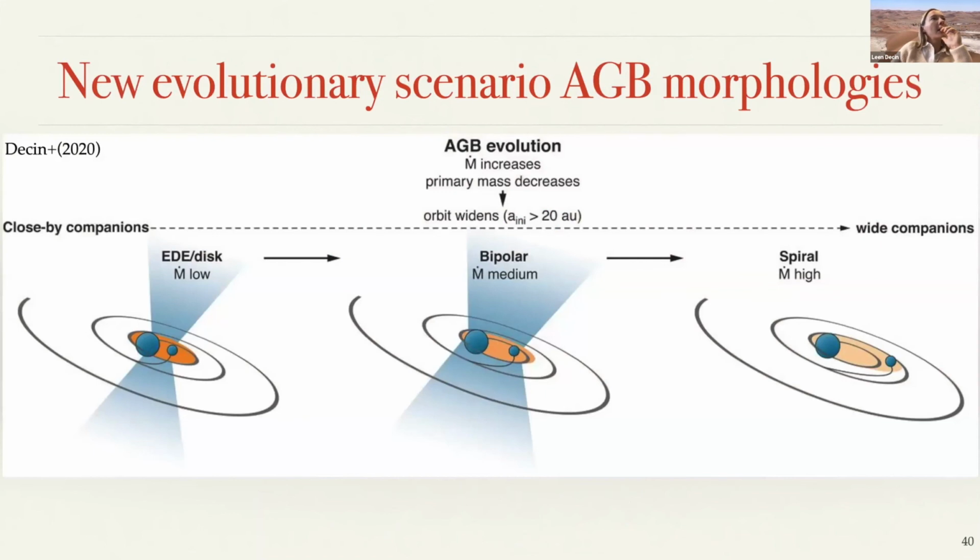And so this gave us a new evolutionary scenario for the AGB morphologies, being that as time increases, we also know that the mass loss rate increases. And so this is also the scenario you will have. We will mainly start with disks for low mass loss rate stars. Medium mass loss rate stars will mainly have a bipolar morphology, and we will have a spiral morphology for stars with high mass loss rates.